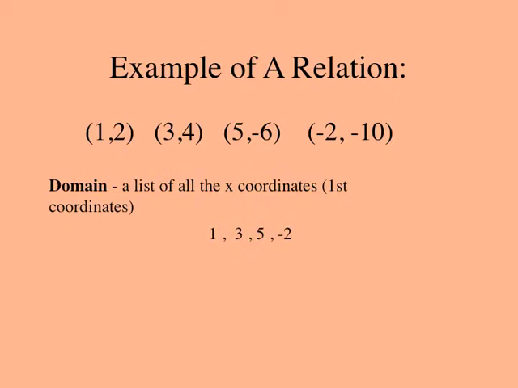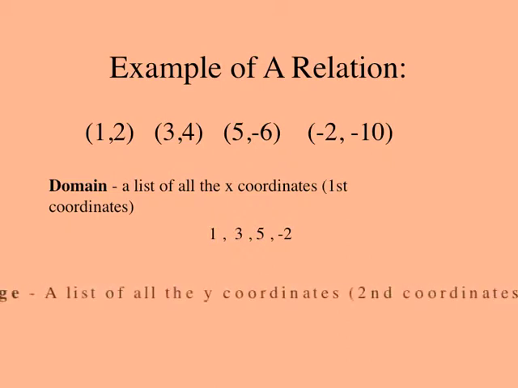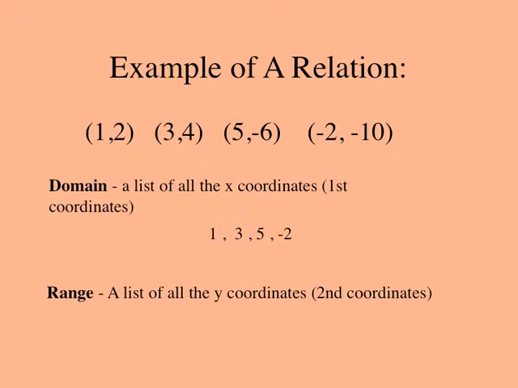To find the domain, all I do is I look at the x coordinates, the x values of each ordered pair: 1, 3, 5, and -2. If any x value appears more than one time, I only have to write it in my domain one time. And the range is the exact opposite. It's the y coordinate in the ordered pair: the 2, 4, -6, and -10.